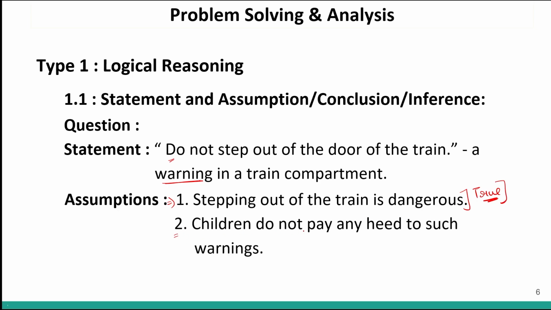Assumption number 2, children do not pay any heed to such warnings. Now this assumption is false. Why? Because this is basically irrelevant. We cannot judge this based on this statement. So assumptions are always analyzed based on the statement. We assume that we do not know any more information than the statement. The statement is the only information that is given to us, and based on only this information, we judge the assumptions. So this assumption will be false.